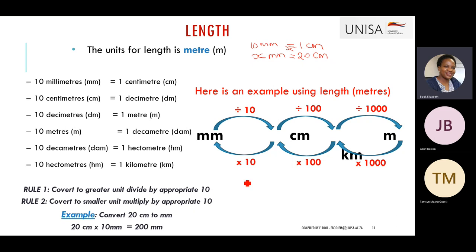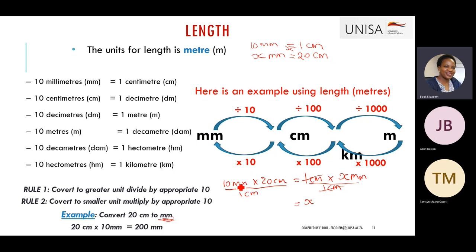So I'm going to write it right here at the bottom. I'm going to say my 10 millimeters multiplied by my 20 centimeters equals my 1 centimeter multiplied by my X centimeters. So from here, I want to be left with only the millimeters. So I'm going to divide the side by 1 centimeter, divide the side by 1 centimeter. 1 centimeter and 1 centimeter will cancel out, and then I will be left with my X millimeters.